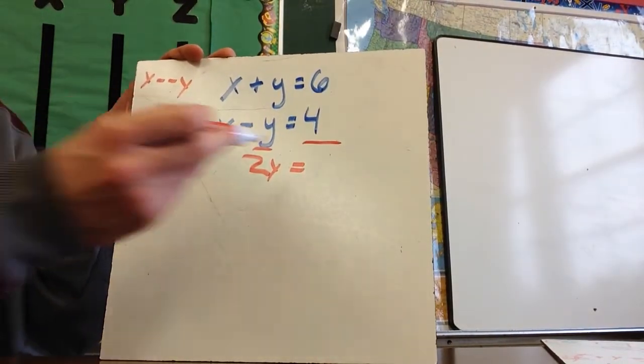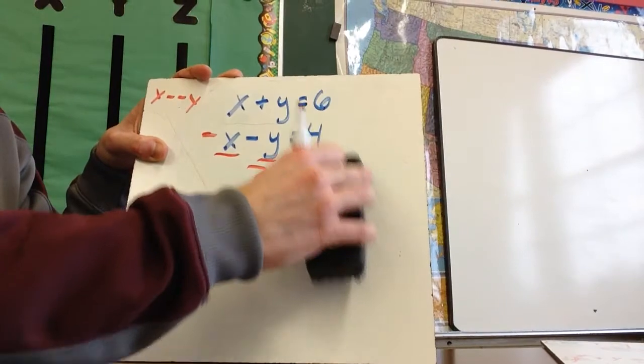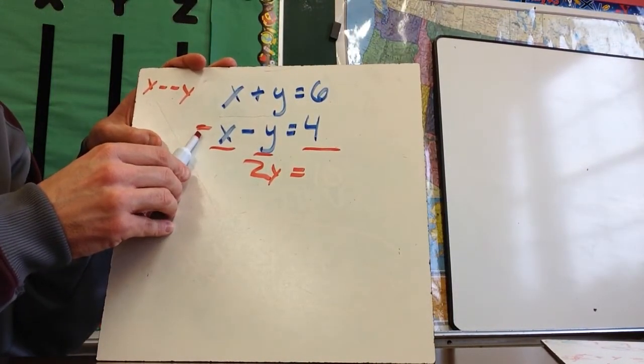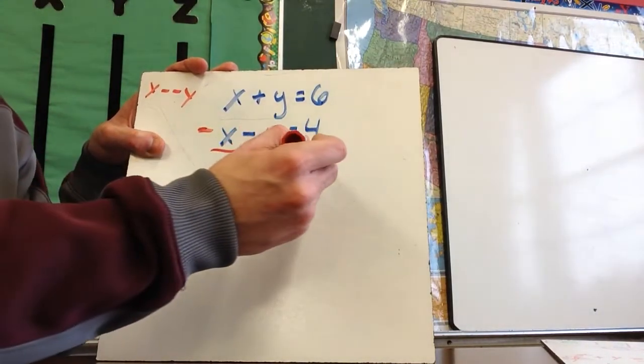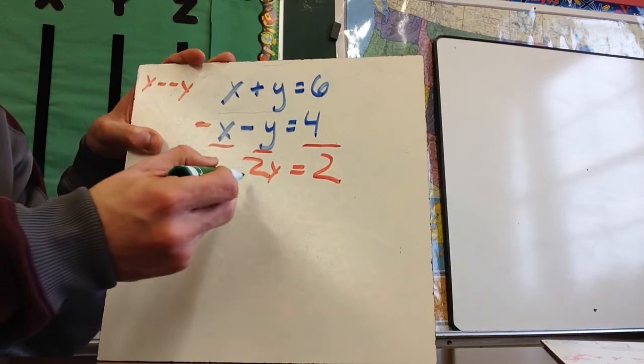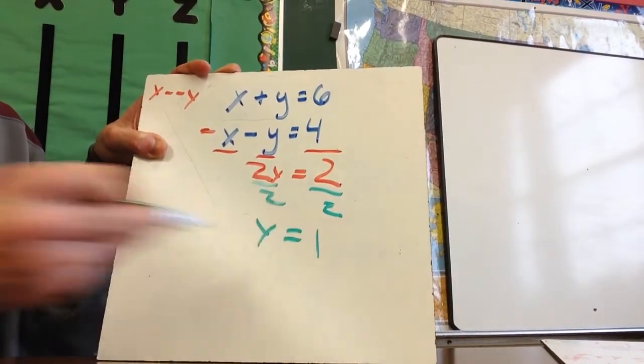6 plus 4, I'm sorry, what am I doing? I'm subtracting, right? I got it confused myself. 6 minus 4 is 2. All right, now I need to divide both sides by 2, and y equals 1.